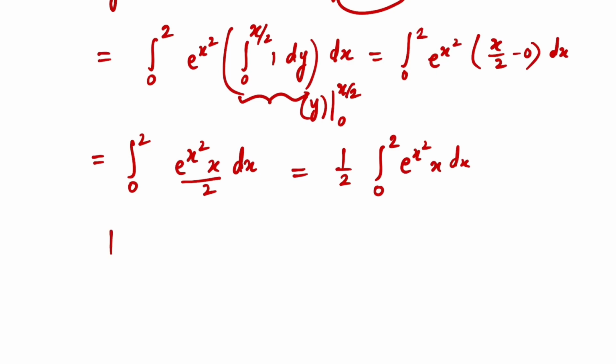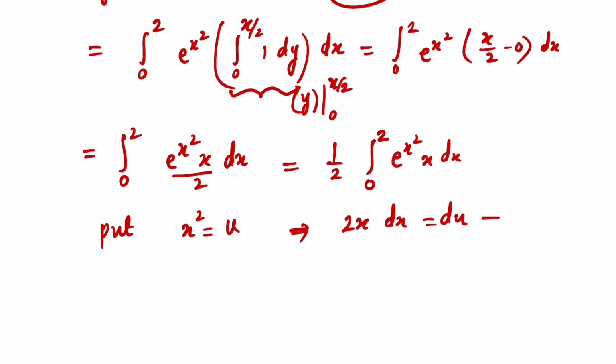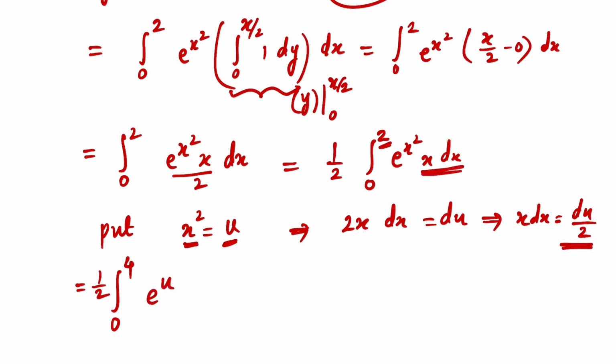Because we can just put x square is equal to some variable, say u, then we have 2x dx is equal to du. So this gives x times dx is equal to du by 2, and the limits of integration are, now u is equal to x square. So when x is equal to 0, u is 0, when x is equal to 2, u is 2 square, that is 4, e raised to x square is e raised to u, x times dx is du by 2, and let us solve this.